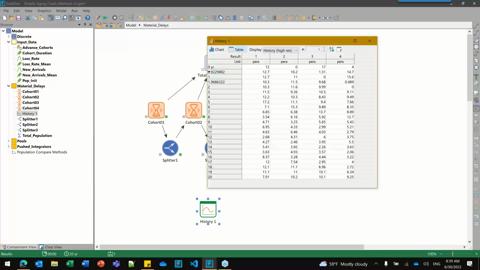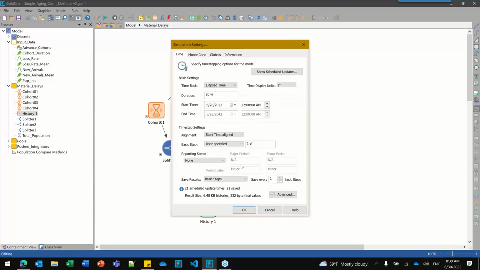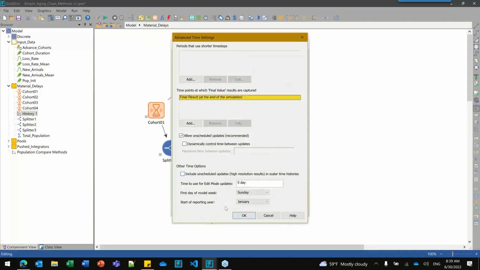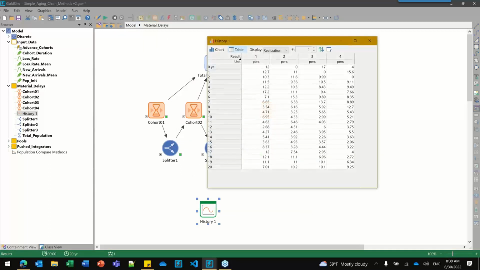And then we can look at a table view, and I need to turn off high resolution time histories because we just need to see the values on each year. There we go. So you can see here at year 0, we have 12 people in cohort 1. And then after 1 year has elapsed, those 12 people have moved into the second column, diagonally down. And it's dropped from 12 to 1 because we have some losses.